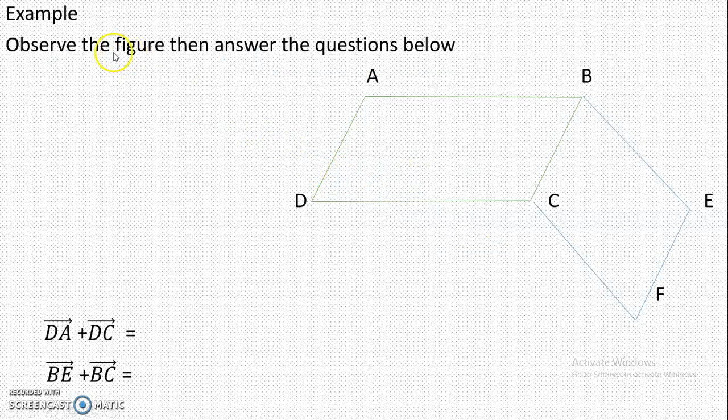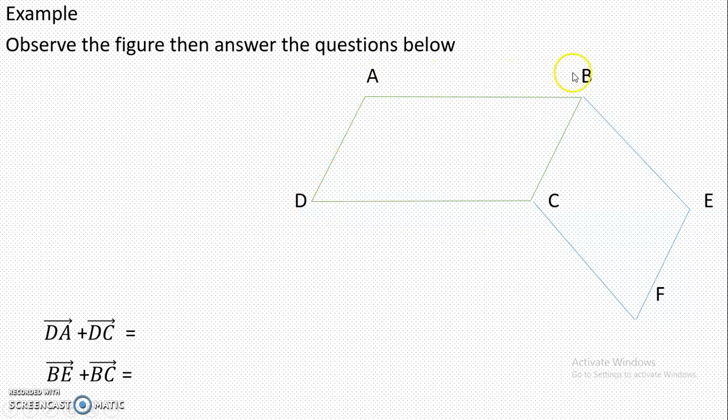Okay, let's take an example. Observe the figure, then answer the question below. We have ABCD is a parallelogram, BEFC is also a parallelogram. We have to find DA plus DC, DA plus DC. This one is the tail to tail rule.